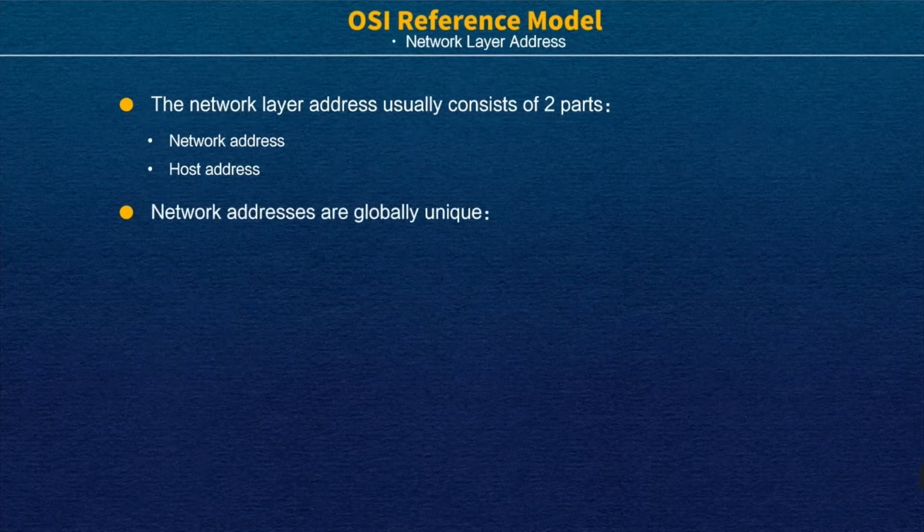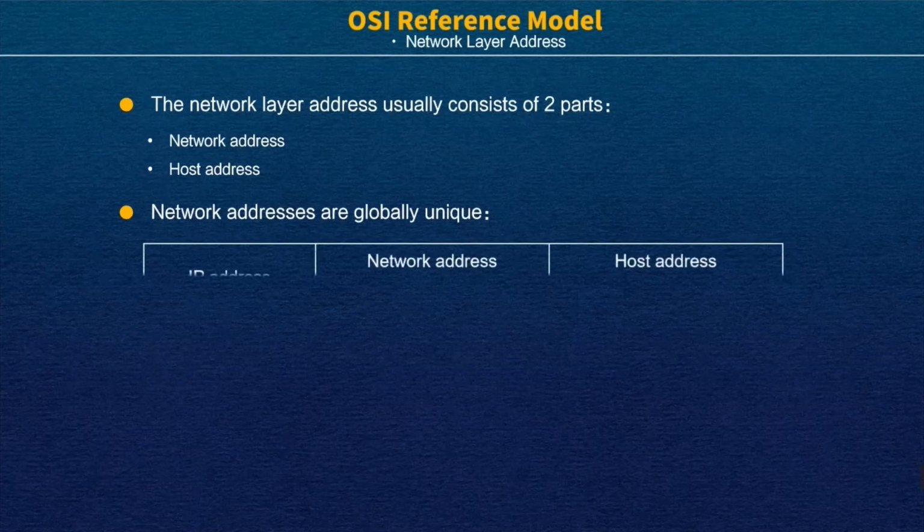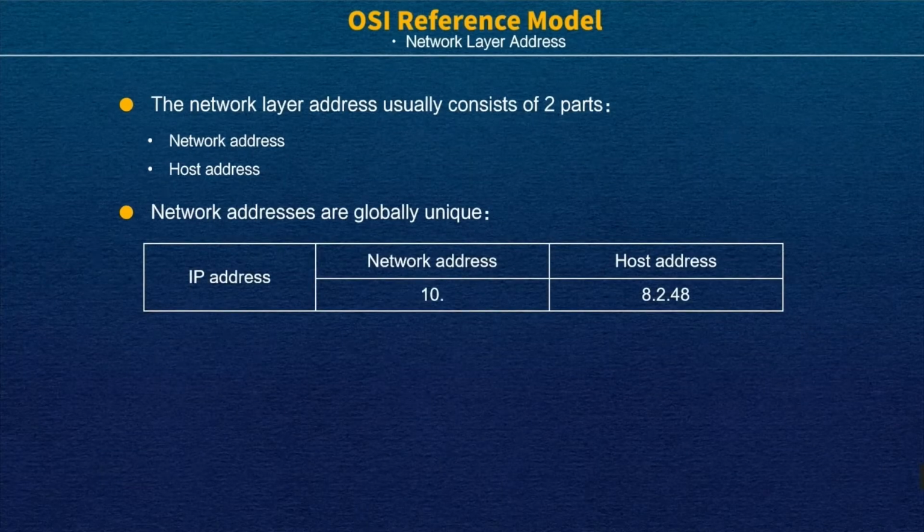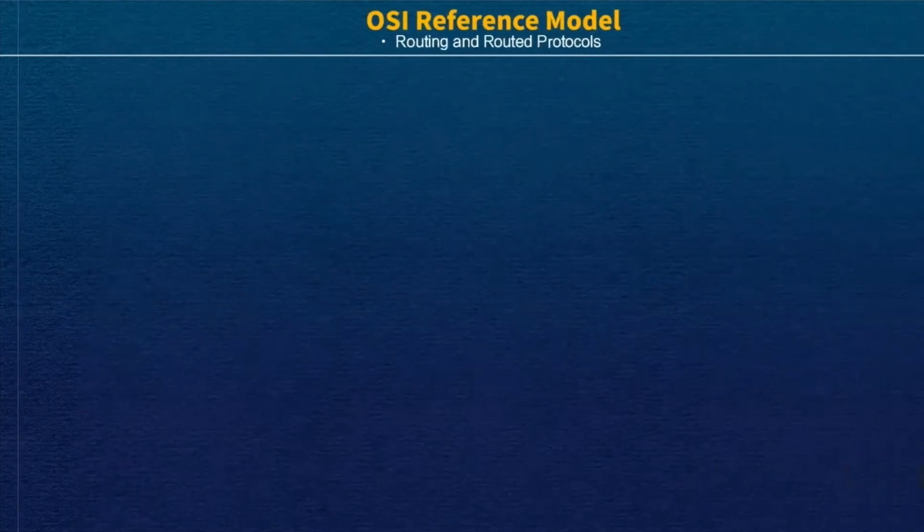And I think everyone has seen an IP address, right? And this address in the global is unique. That means different devices will have different IP addresses. And the typical format is like this one, 10.8.2.48. The first part belongs to the network address, and the second part belongs to the host address. Often we will use the IP address as the network layer address.